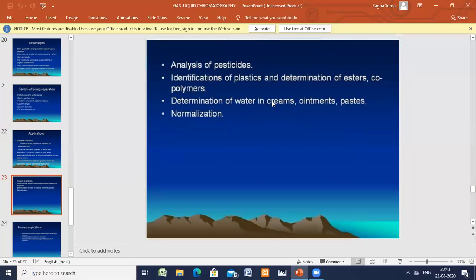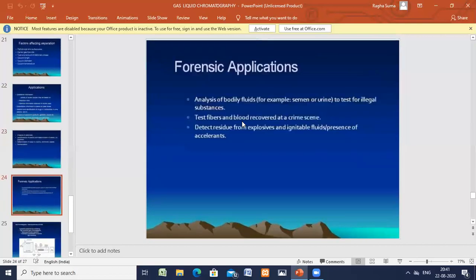So determination of the water in the creams, ointments, pastes, and the normalization. All these come under the applications for GLC. Forensic applications we'll see. Analysis of the bodily fluids, semen, urine to test the illegal substances. Test fibers, blood recovered at the crime scene. Detect residue from explosives, ignitable fluids, presence of the accelerants. Such type of forensic applications are also achieved.